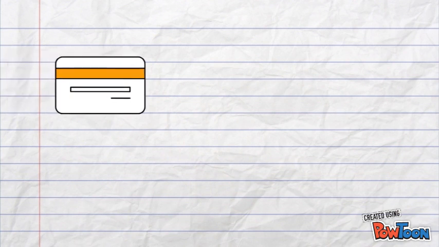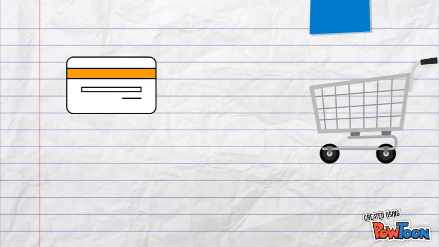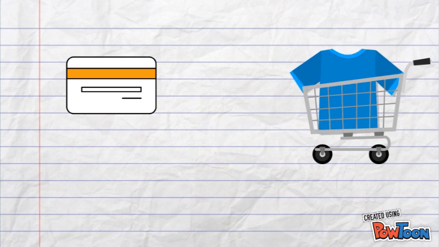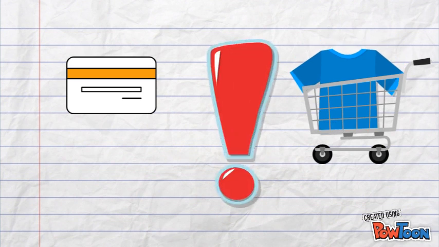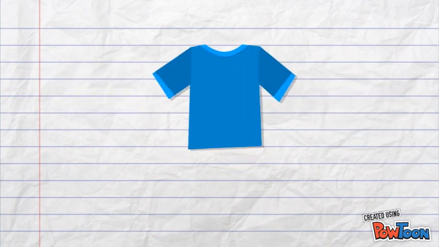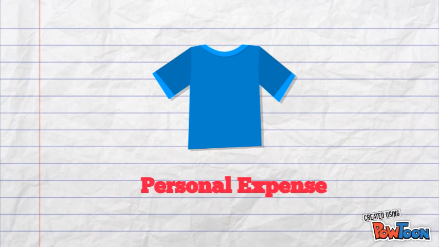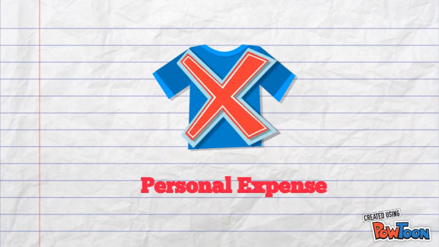Let's take another example. Pat wants to use his company credit card to buy new clothes for his business meetings. He believes these are business expenses because he must look presentable to new clients. However, these are not business expenses. Clothing is a personal expense and cannot be recorded on the company financial records, as this would violate the economic entity assumption.